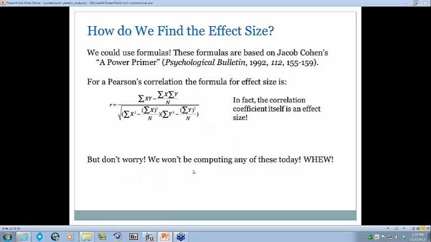But as I said, don't worry. We're not computing any of these today. So we're going to use a statistical program that does it all for us.